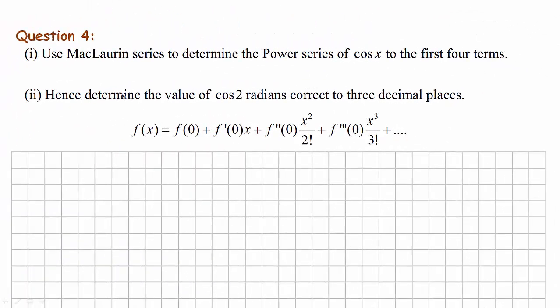In this question, we look at using Maclaurin series to determine the power series of cos x to the first four terms. We then use this series to calculate the value of cos of 2 radians.